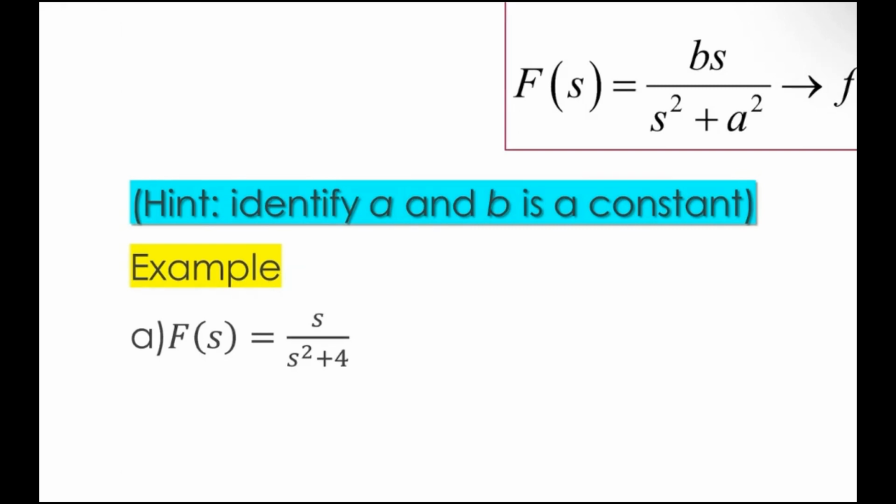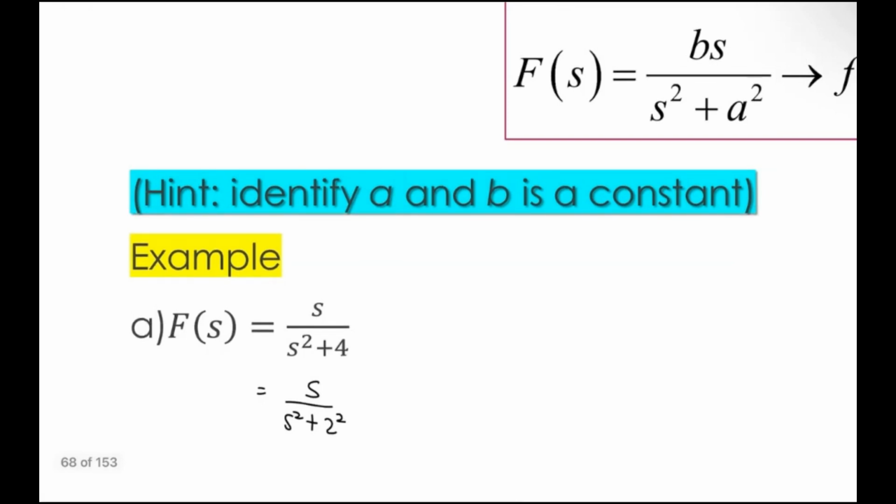Right, so this one actually you need to rewrite as s over s squared plus 2 squared. So the inverse Laplace of s over s squared plus 2 squared is cos 2t.